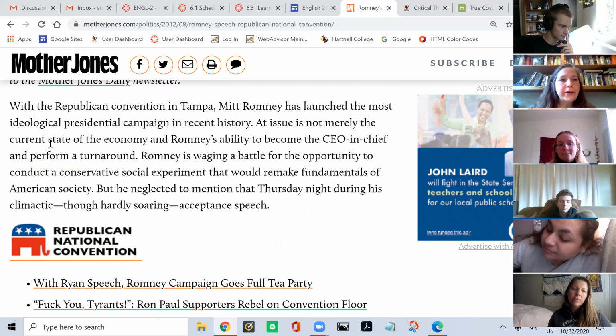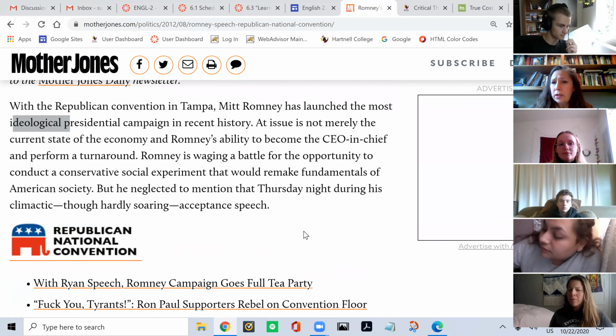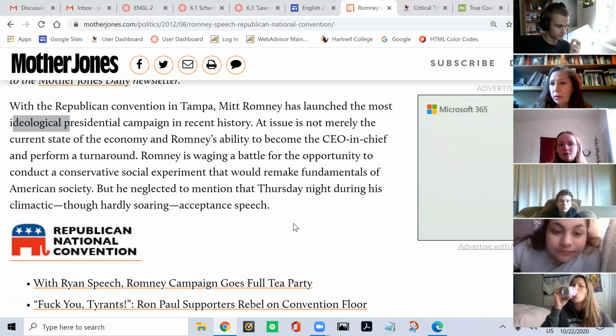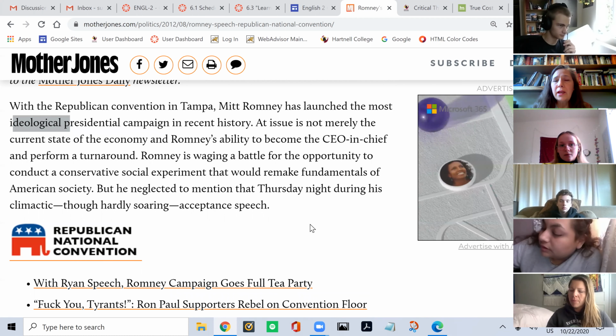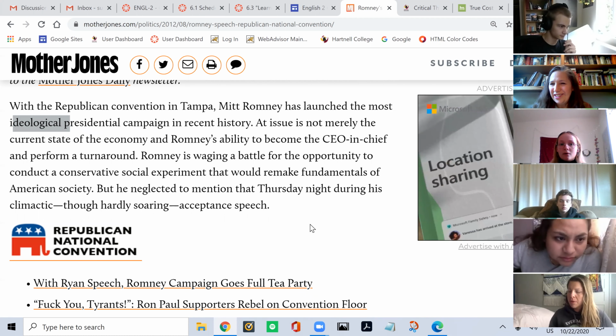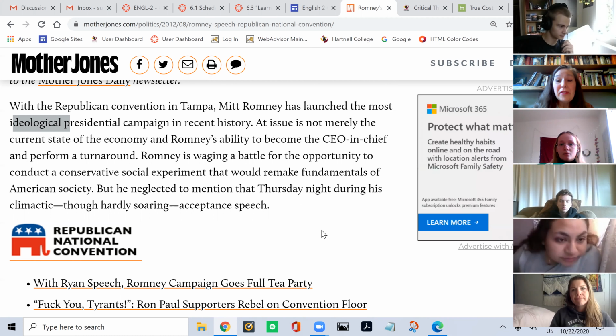But back to the text here. Corn says, with the Republican convention in Tampa, Mitt Romney has launched the most ideological presidential campaign in recent history. Remember what we said about radical? Same thing applies to ideological. People don't like ideologues. Most Americans are moderate. The Republicans say they're right center. The US is right center. Liberals say, no, the US is left center, but they both say it's center, most people. We do not like ideologues.